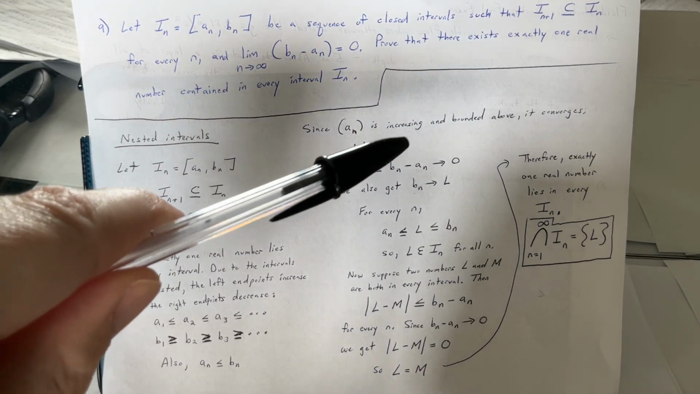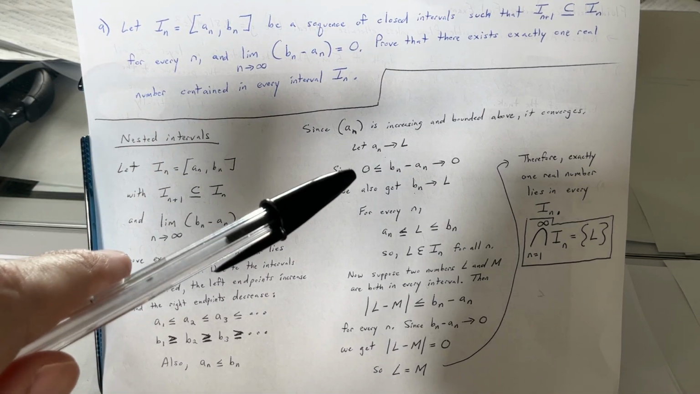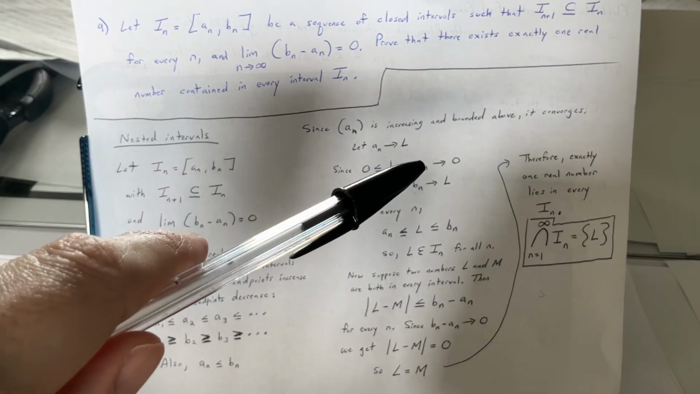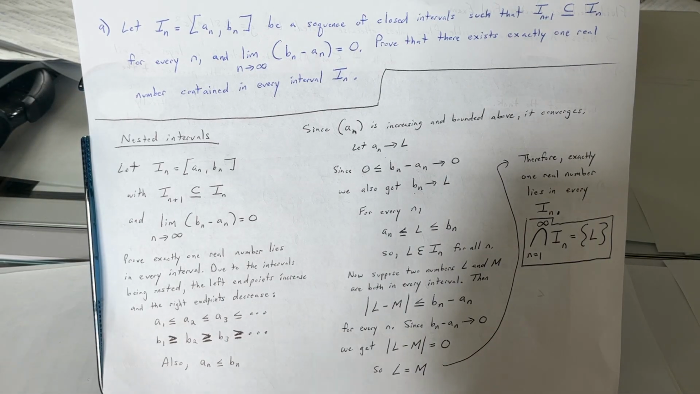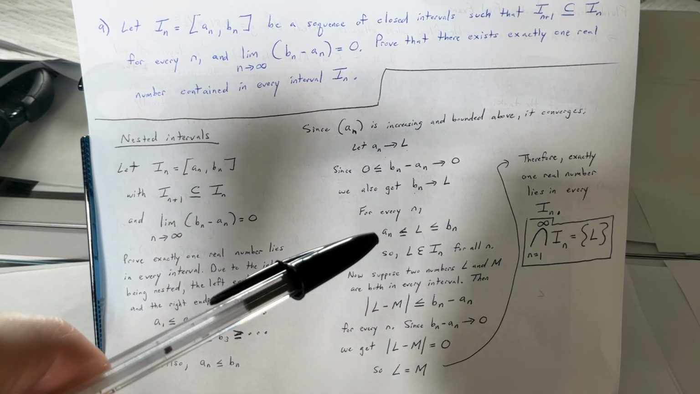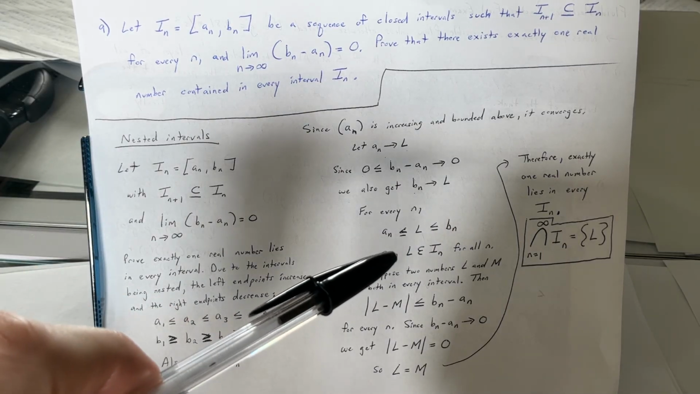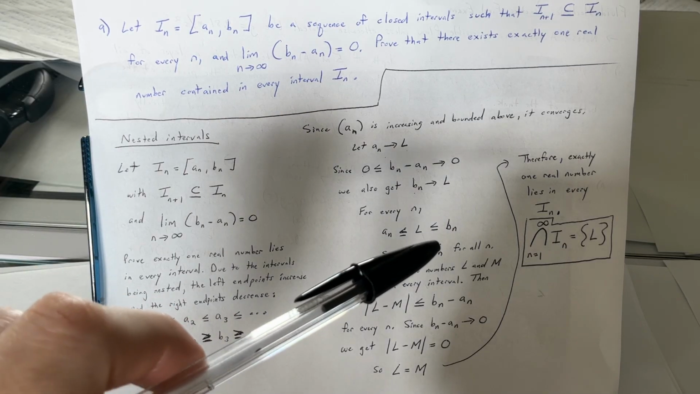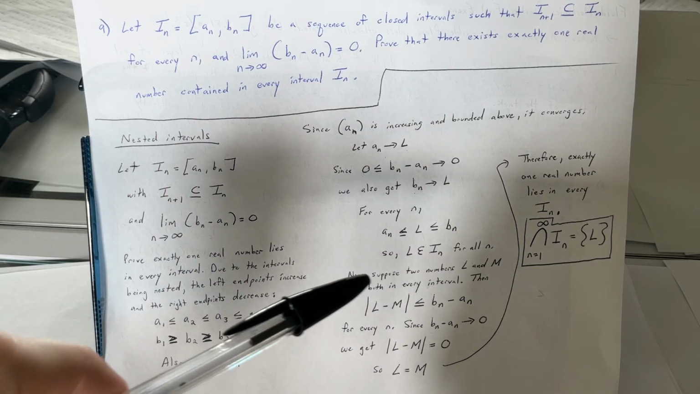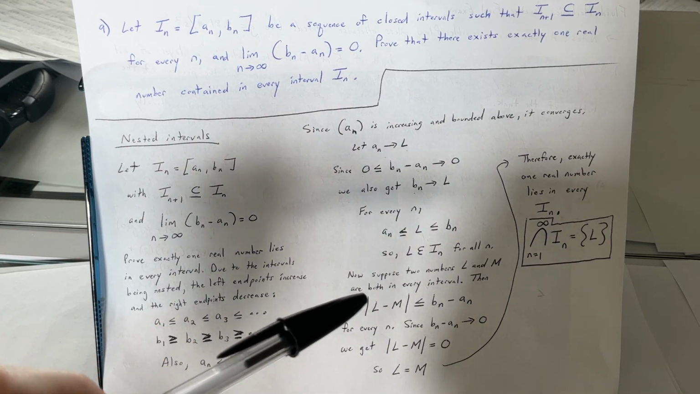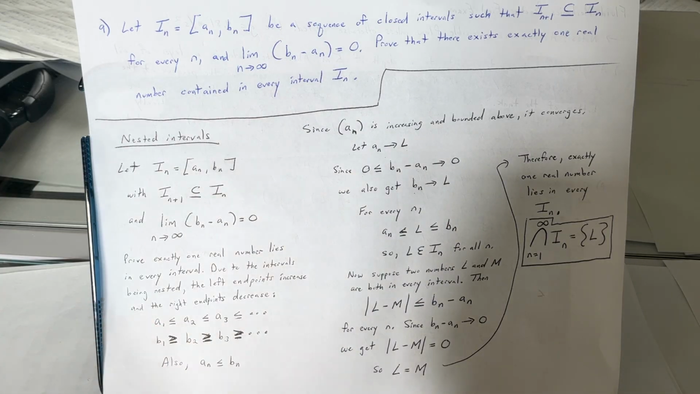So let a sub n go to L. Since 0 is less than or equal to b sub n minus a sub n, which goes to 0, we also get b sub n approaching L. So for every n, a sub n is less than or equal to L, which is less than or equal to b sub n. Let that L be in I sub n for all n. Now suppose the two numbers L and M are both in every interval.